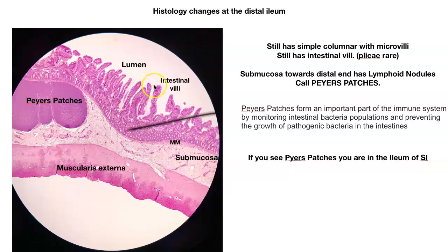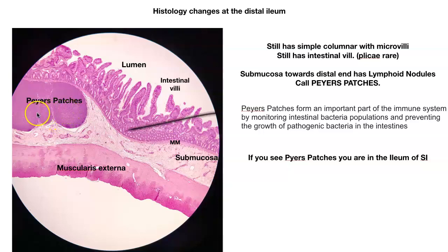We still see lots of intestinal villi. These are all still intestinal villi. Lots of intestinal villi, but we just do not see the plicae. Here is our muscularis mucosa, easy to see. So this is all mucosa. Here's our submucosa right here. There is nothing in this submucosa. Nothing, nothing, nothing. Then bam, we are now reaching the distal end of the ileum.